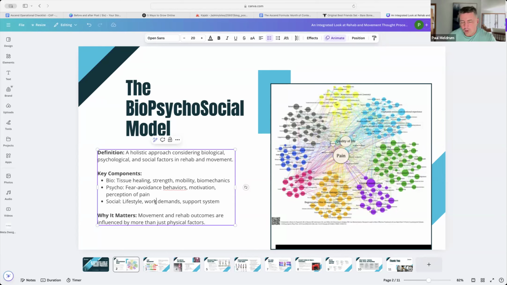So the social, we'll go into that first, is lifestyle, work demand, support system. They basically all influence how we experience pain on a day-to-day basis. And they also influence how much recoverability our system has.